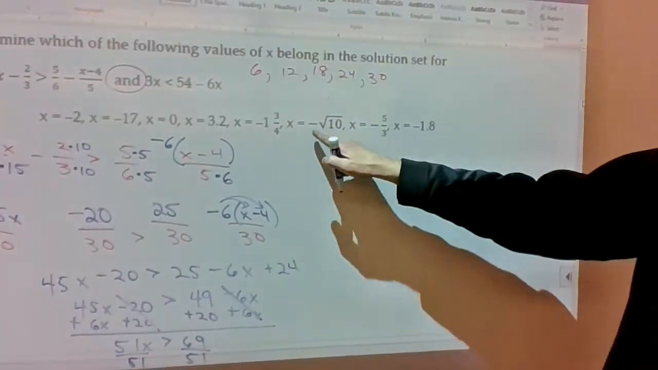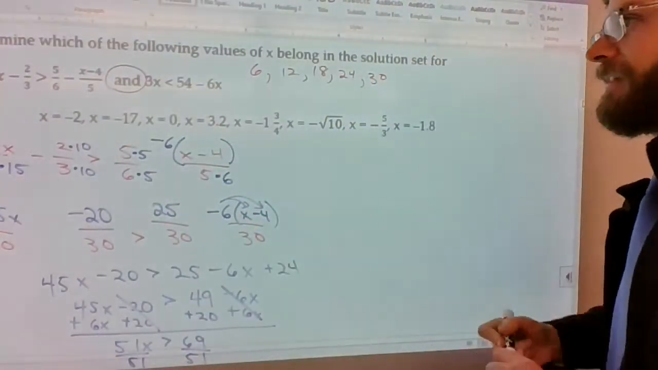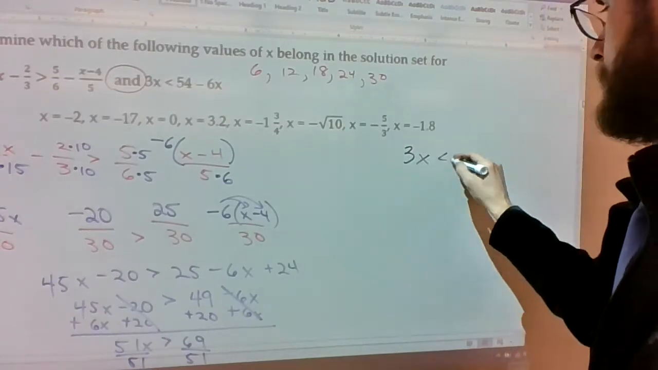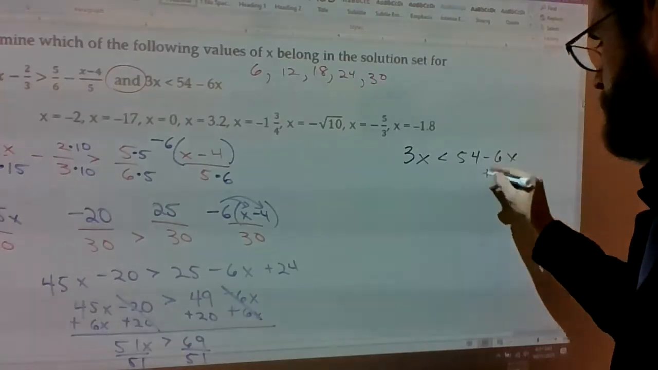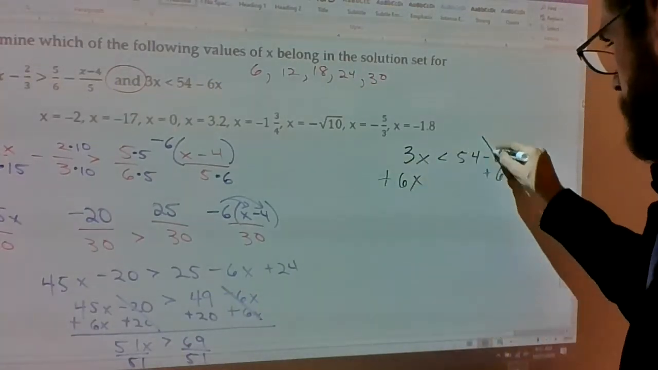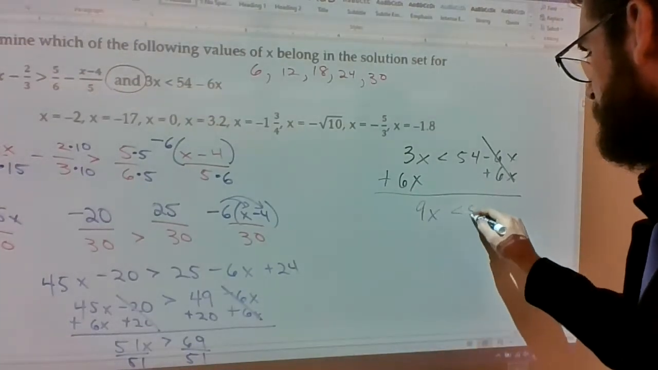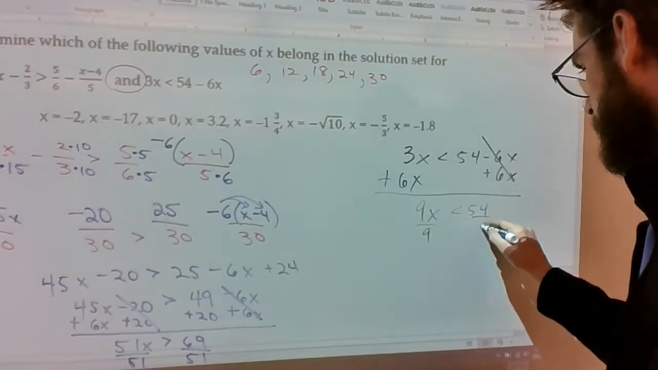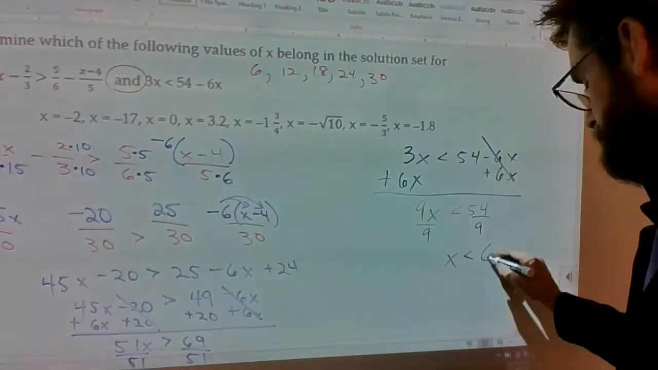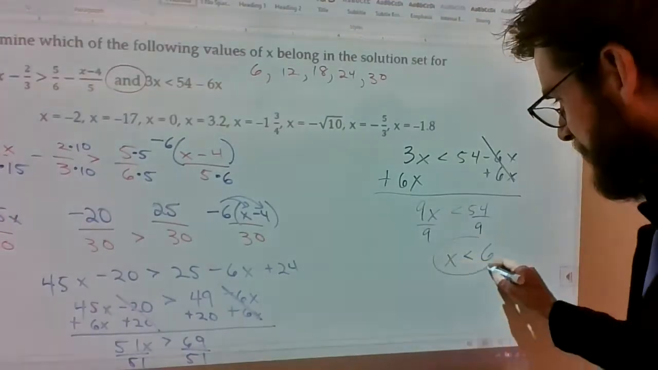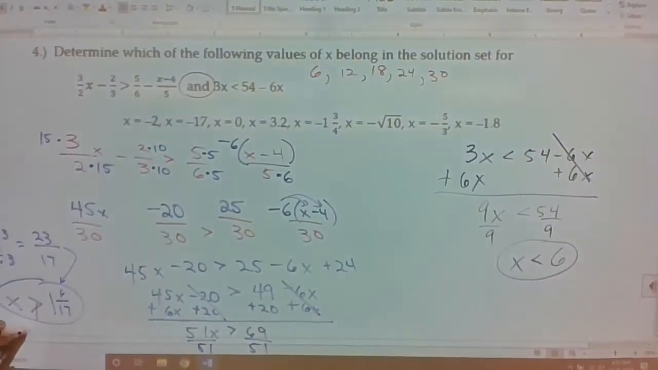The second one, this one right here, is much simpler. Thank goodness, right? All I've got to do is move the x's to the left and there are no more constants to move around. So this is going to be 9x is less than 54. Divide by 9, divide by 9. x is less than 6. So I've got x is less than 6 and x is greater than 1 6/17.